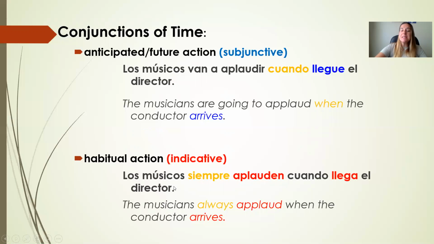We would use indicative for a habitual action. Los músicos siempre aplauden cuando llega el director. They always applaud when the conductor arrives. So you can see the difference. One's habitual, or it has already happened, and then the other one, the subjunctive, is a future action. Hasn't happened yet.